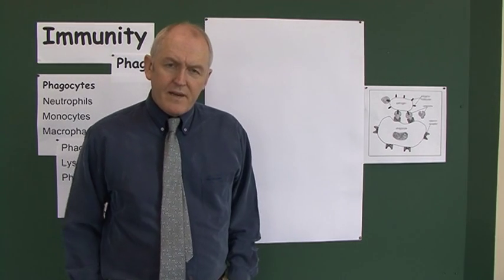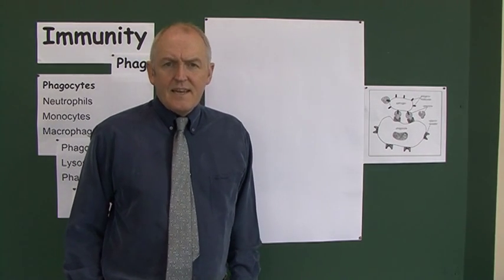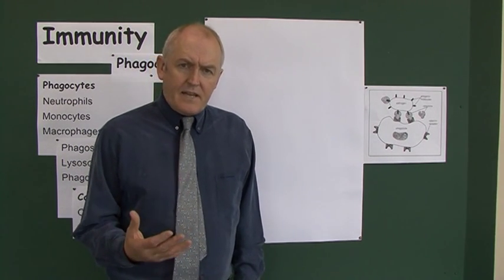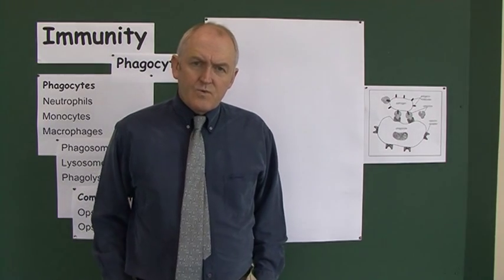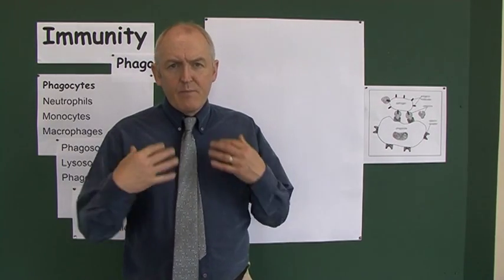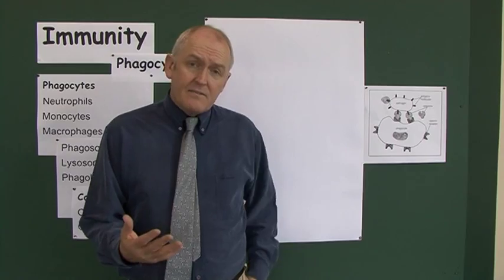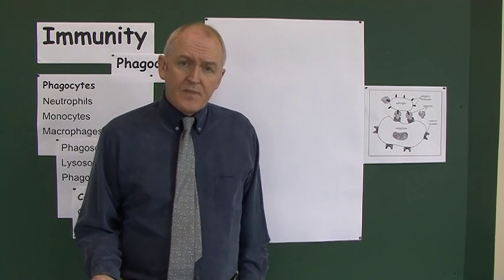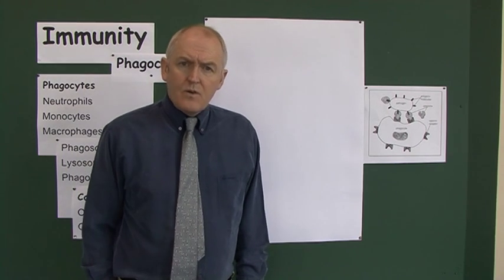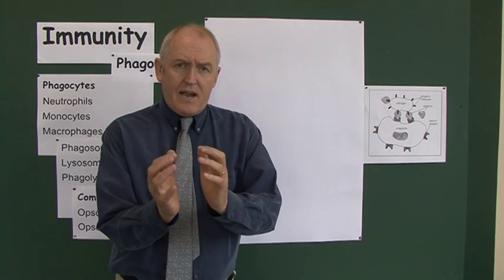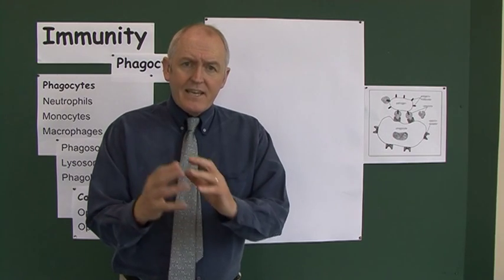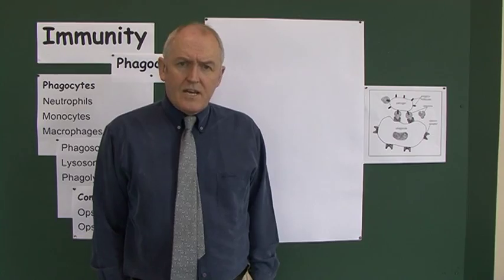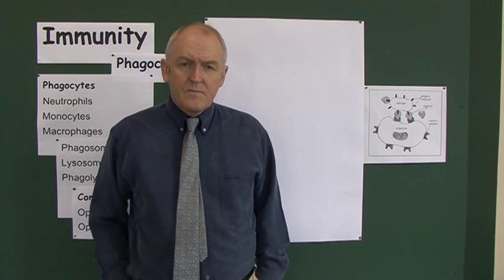Now, a very important mechanism in innate immunity is phagocytosis. This means cell eating. There are certain cells which are phagocytic. They are capable of eating bacteria. In fact, phagocytic cells can also eat dead tissue cells, which is good, because if you have a wound, you don't want lots of dead tissue cells hanging around, because bacteria can infect those, leading to infection.